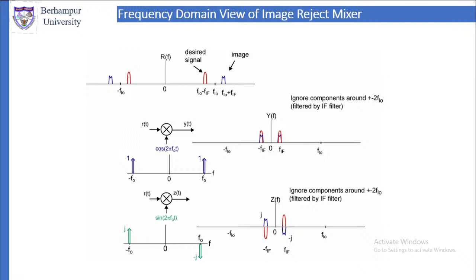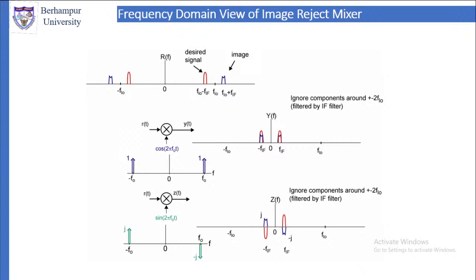Now let us have a frequency domain view of the image reject mixer. First, we have the RF, then we have FLO, the local oscillator frequency. Then with the local oscillator frequency we have FLO minus IF, that is the desired signal, and FLO plus IF, that is where the image occurs. So that is the top figure. Then come to the next figure.